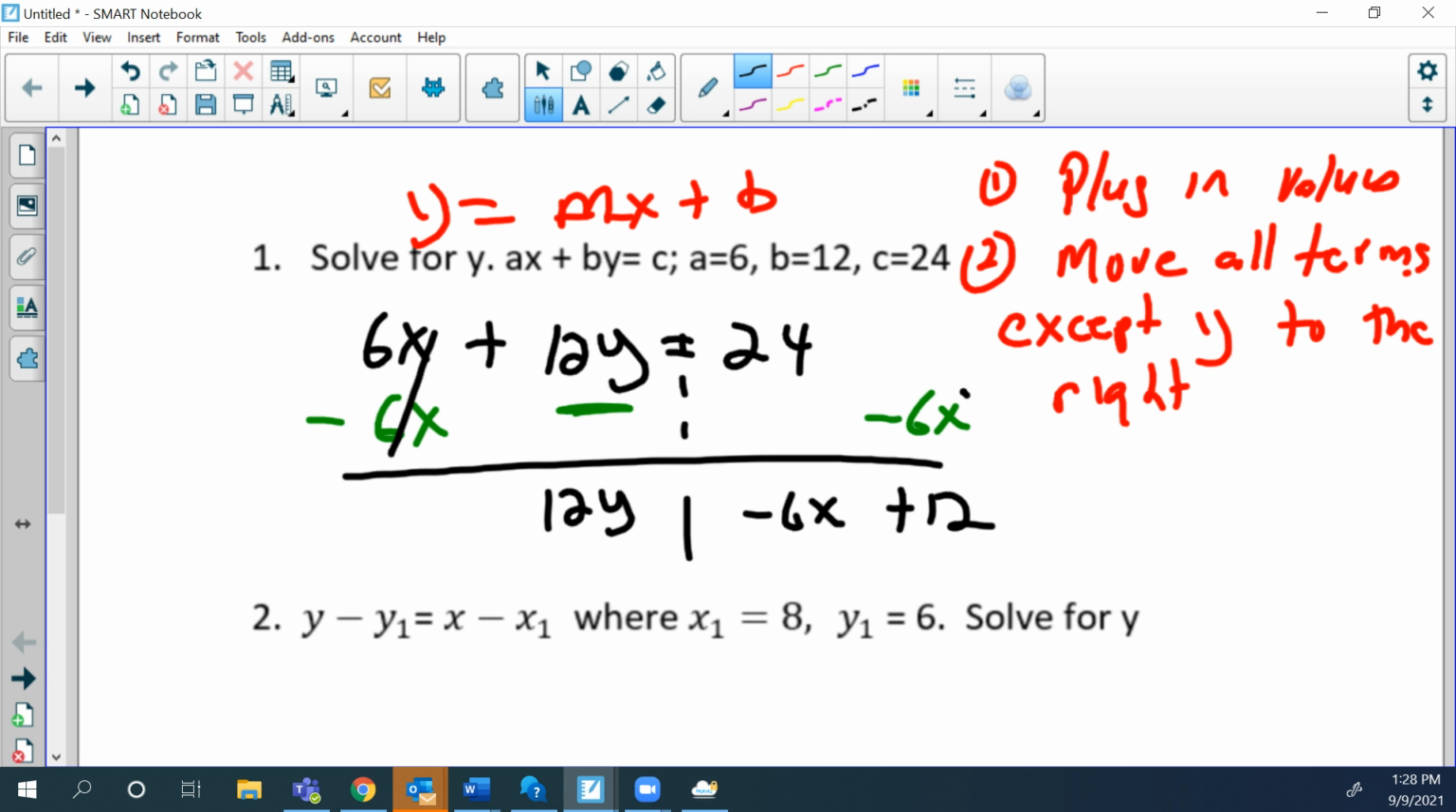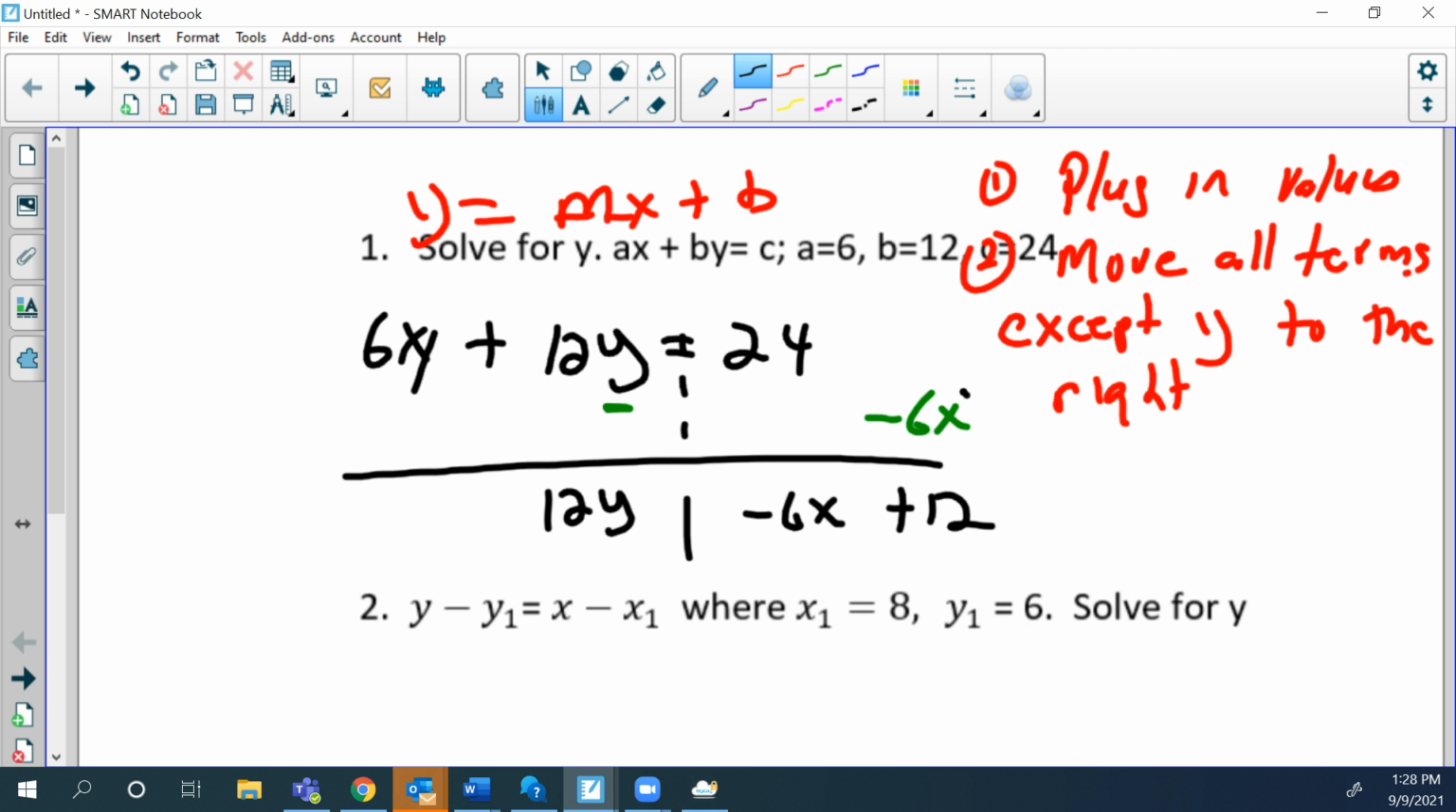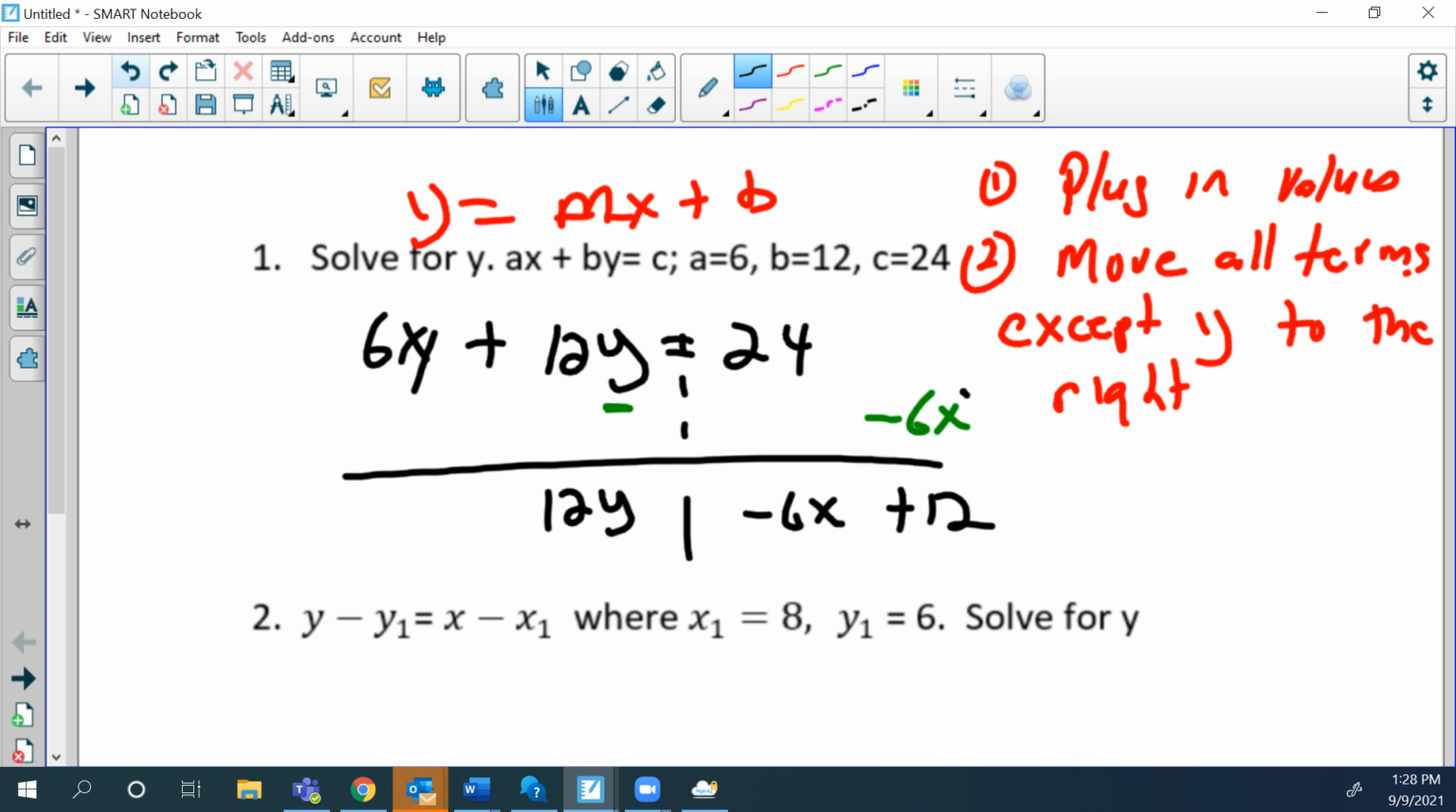Let me go back and erase this. Now, some of you guys, and this is a habit you guys need to break, you identify you want to cancel the 6x. Good. But then this is the mistake you make. You minus 6, and over here now you put a minus 6. Now you see the mistake you're doing right now?